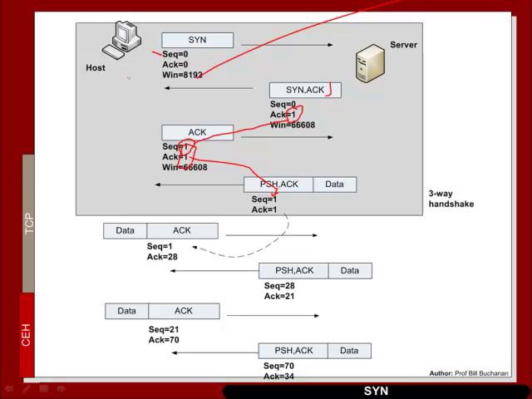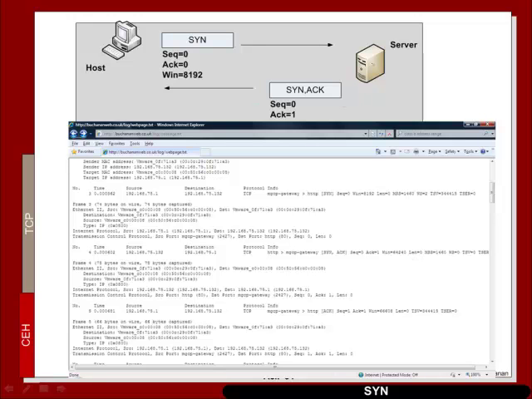The window size is negotiated, and that determines the number of data segments that can be received before the client or the server has to wait for an acknowledgement to come back. So this shows a simple example. So we see the Syn, the SYN-ACK, and then the ACK there.